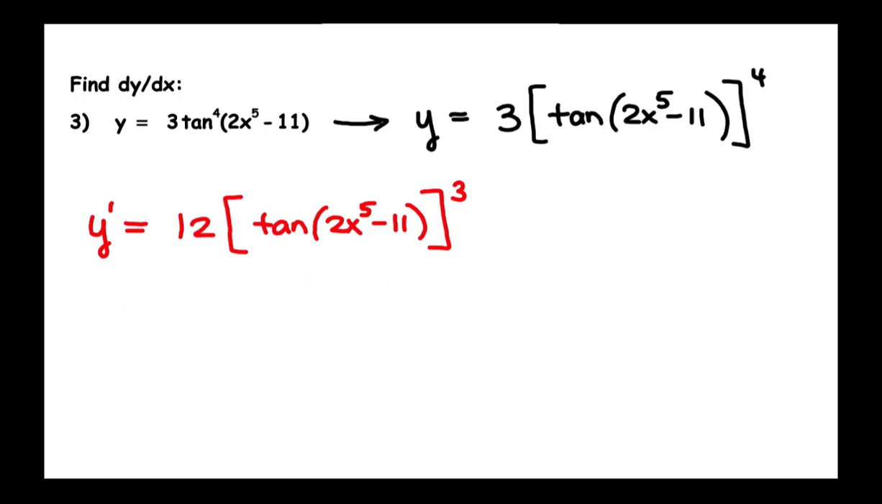And now the fun starts. Now you look inside the first set of grouping symbols, the outermost, and you say, hey, tangent of argument. What's the derivative of tangent of argument? Well, it's secant squared of argument. Yeah, that's right. Secant squared of 2x to the fifth minus 11.